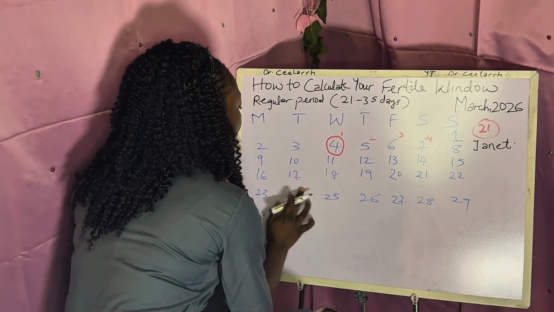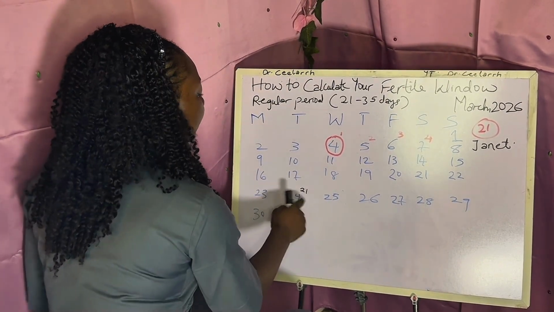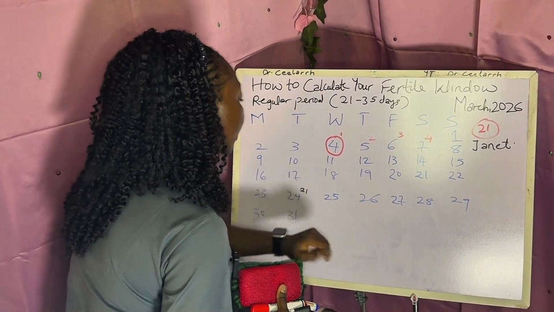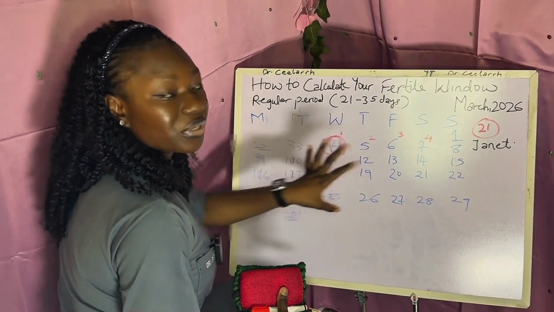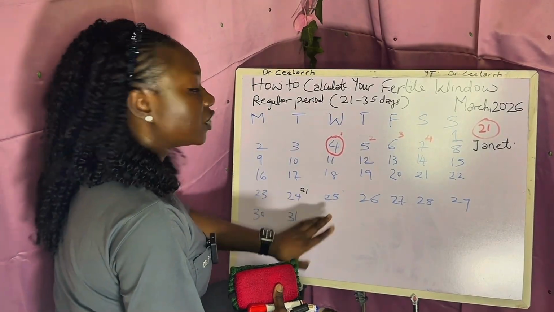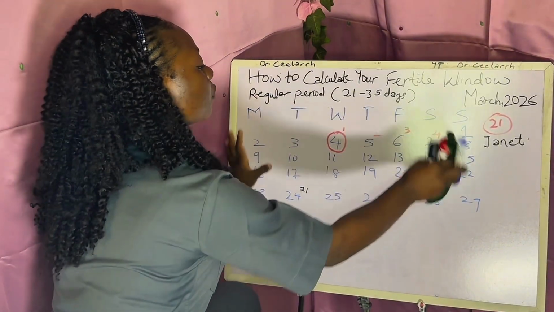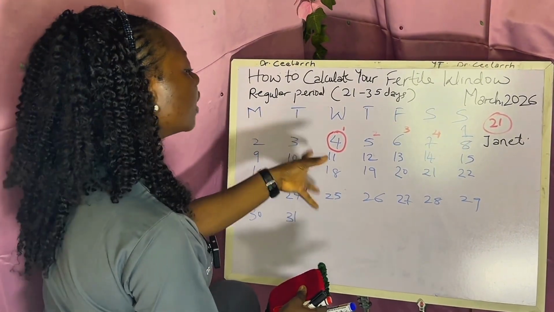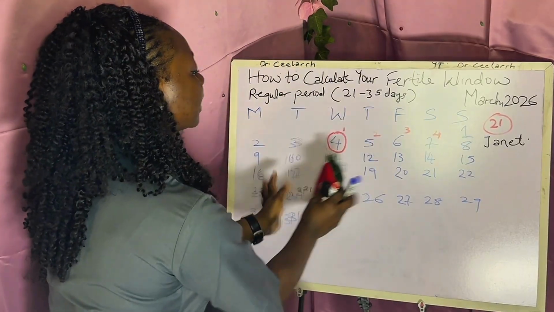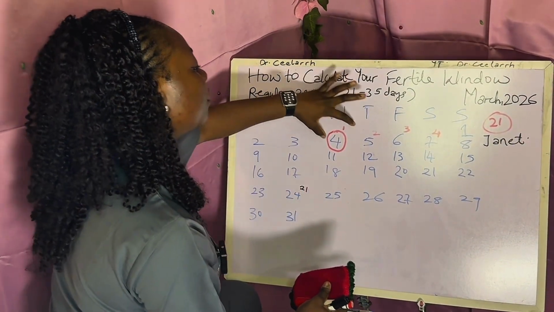Let's use a black pen. That's the 21st day. This is the last day of her menstrual cycle before another cycle. So we are predicting that her next cycle will start on the 25th, which is the first day of the next cycle. But that's not our concern for now. We're dealing with this particular cycle of the month of March. So now we have calculated the cycle length for Janet, 21 days, and we know that she bleeds for what?